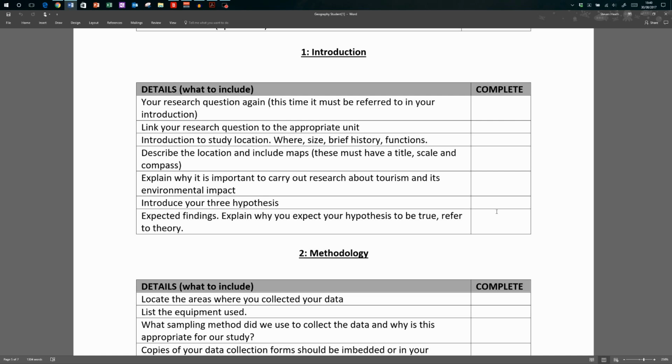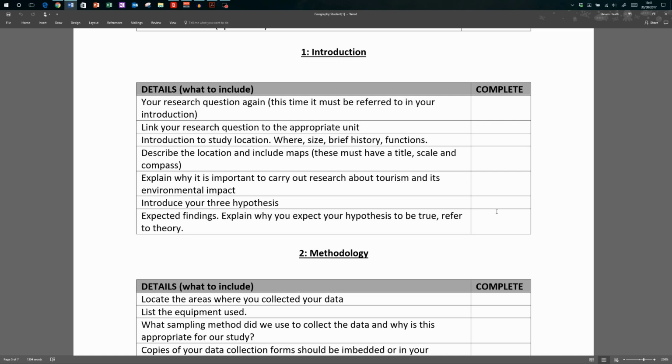Following on, you need to talk about an introduction to the area. Well, where is it you are doing the study? What's the size of the city or the coast? Maybe a brief history. What's happening in that area? You should also describe the location. Now it's important that you describe the location using maps. And these maps need to be maps, not satellite images. They should also show a title, a scale, have a compass direction, all of the criteria that a correct and detailed map should have. Then, you need to explain, well, why is it important to research this question? Link it back to some reason. Why do we care about this piece of coursework?